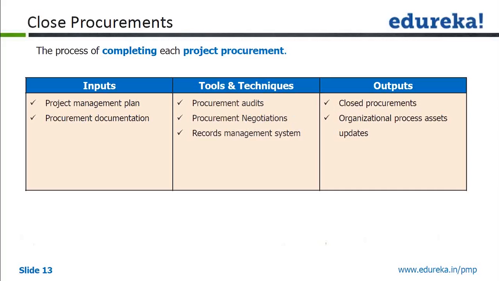So the records management system will record all the procurement documentation, all the negotiations and audit outcomes, and it will go towards organizational process asset updates. So that's about it. We do close procurements over here, and as we are all aware, this is the 12th module of the PMBOK guide, and this module has four processes, out of which this is the last process, which belongs to the closing process group.